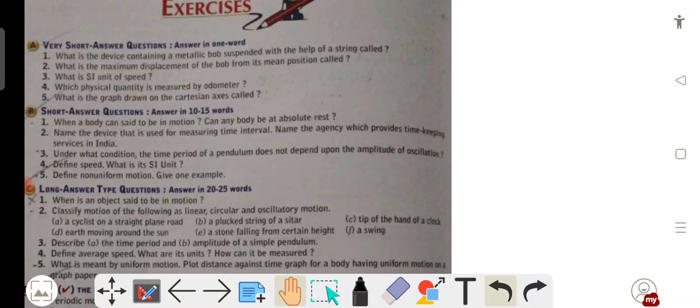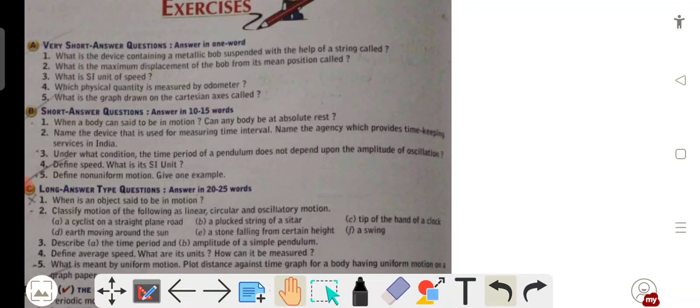Today we will discuss chapter 13, motion and time. We've already discussed motion, what is motion, non-uniform motion, various types of motion, and speed. So all these are covered. That means the theoretical portion of this chapter is already covered. Now we go to the exercises.